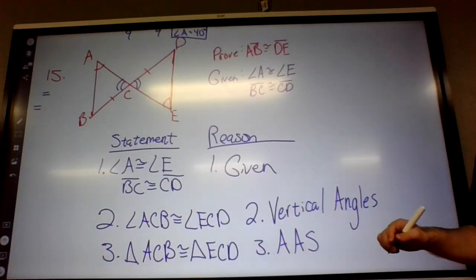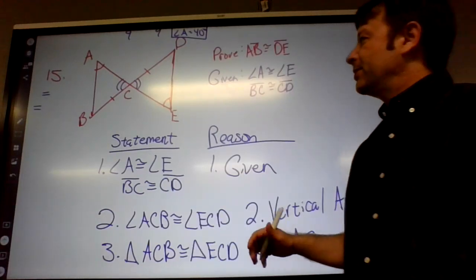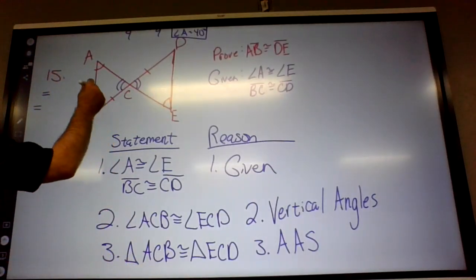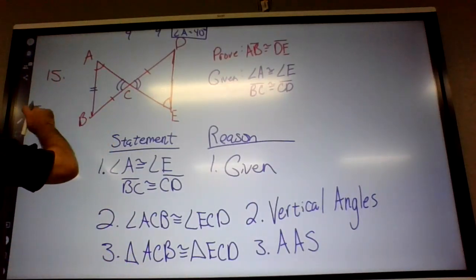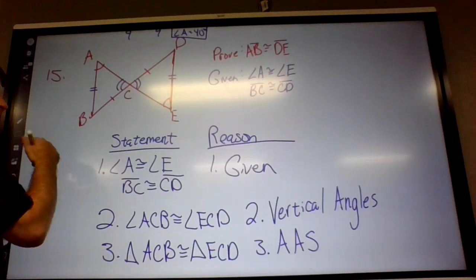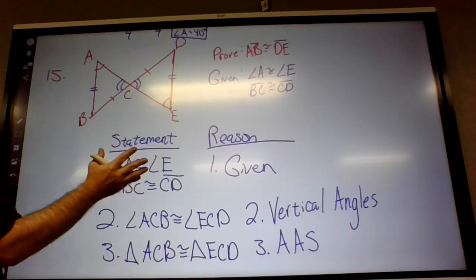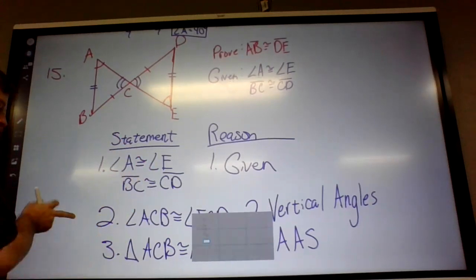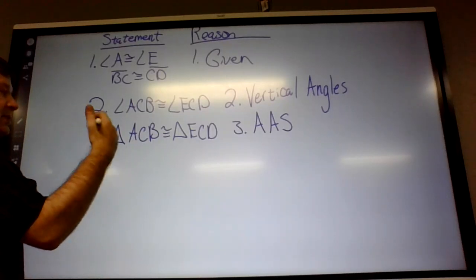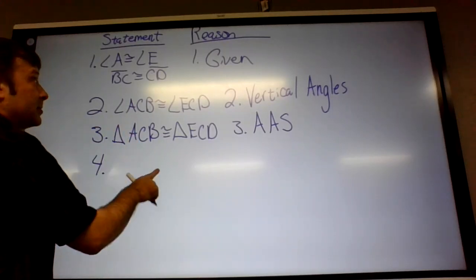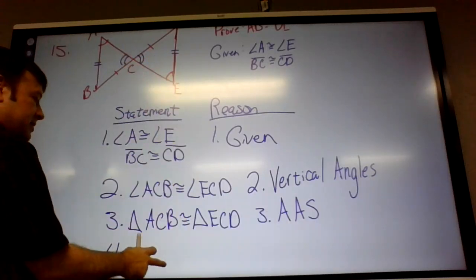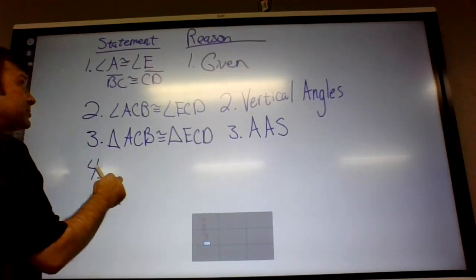Okay, now that we know the triangles are congruent, they're the same, what can I say? Segment AB and DE are congruent. Because if the triangles are the same, their matching parts are the same, right? If you just said some version of that, because the triangles are congruent the parts of the triangles are the same, that'd be okay, but there's a shorter way to write that.